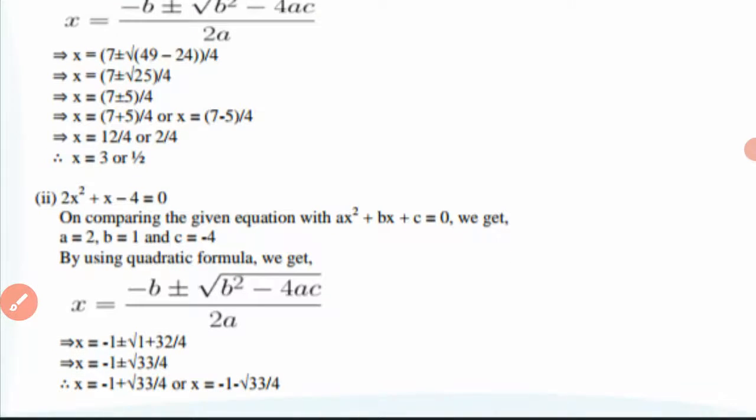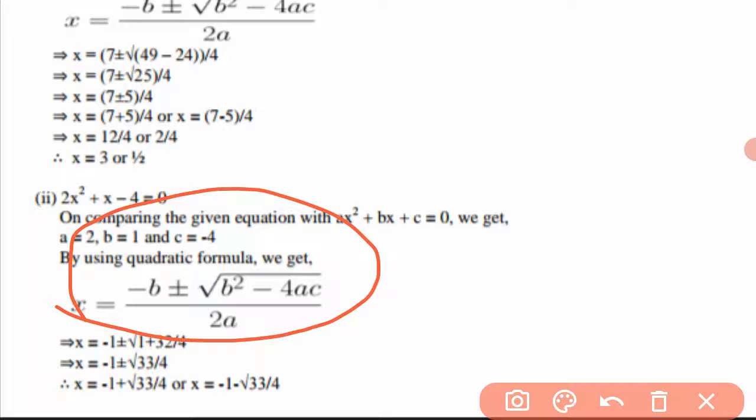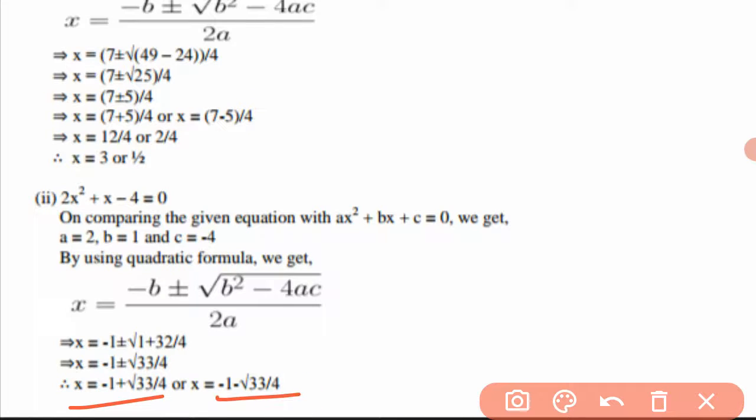Similarly in the second part also we can apply the same formula, that is 2x square plus x minus 4 equals to 0. Here the value of a equals to 2, b equals to 1 and c equals to minus 4. So applying the values of a, b, c in the same formula, that is minus b plus minus under root b square minus 4ac upon 2a, we can find the value of x, that is equals to minus 1 plus under root 33 upon 4 and minus 1 minus under root 33 upon 4.